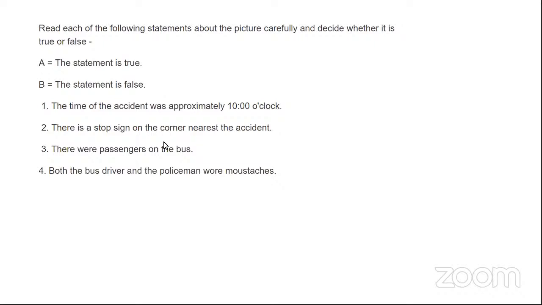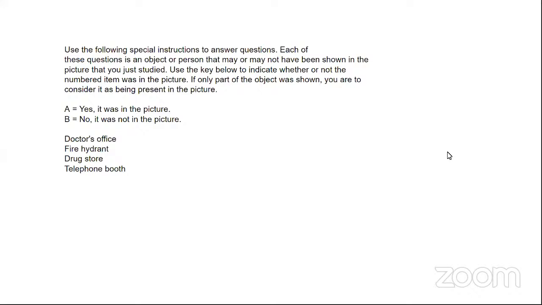Okay. Then so in total, how many marks should you have? 3 plus 3, 6. For the next set of questions, mark yourself 1. So first one, doctor's office, was it there? No. Then fire hydrant? Yes. Drugstore? Yes. Telephone booth? No. That's correct. So fire hydrant and drugstore were there. Doctor's office and telephone booth were not there.